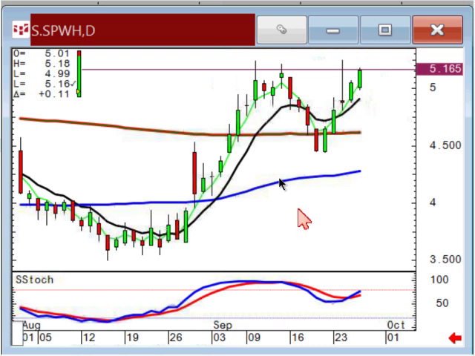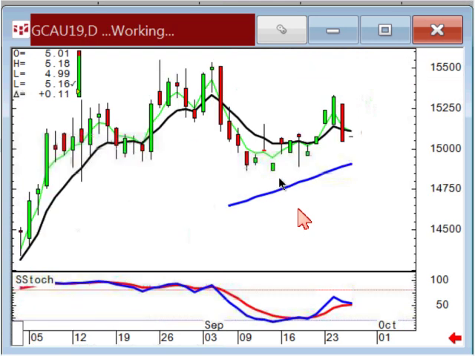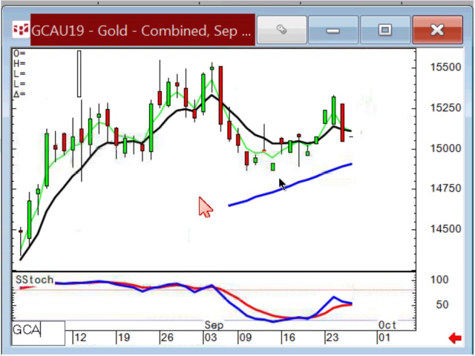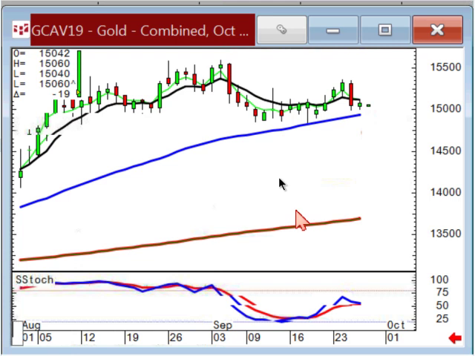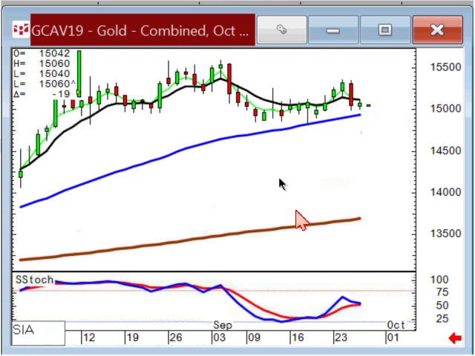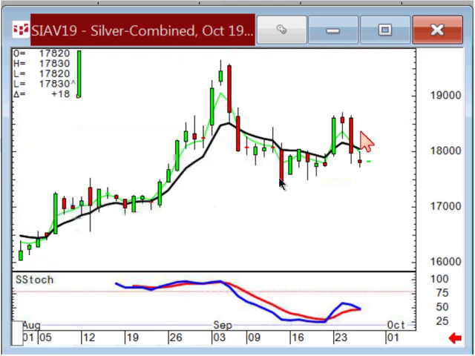Gold, let's see, we'll take a look at, what is this? September gold. Gold has backed off. Let's see what other gold. October gold. So gold is just kind of hovering in here. Silver is also just kind of hovering in here. Not really any great trends.